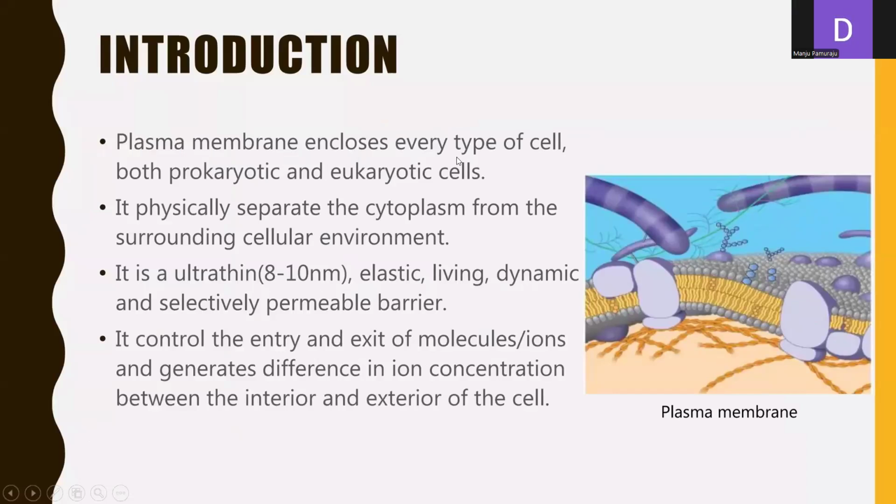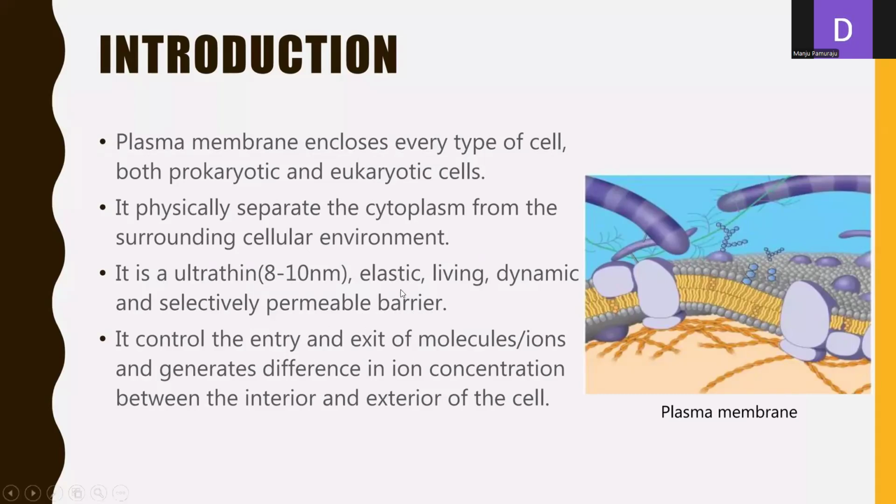Yes, madam. Okay. So the plasma membrane encloses every type of cell, both prokaryotic and eukaryotic cells. It physically separates the cytoplasm from the surrounding cellular environment. The main function of the plasma membrane is the protection of the cell. It is an ultra thin, 8 to 10 nanometers, elastic, living, dynamic and selectively permeable barrier. It controls the entry and exit of molecules or ions, and also generates a difference in ion concentration between the interior and exterior of the cell.